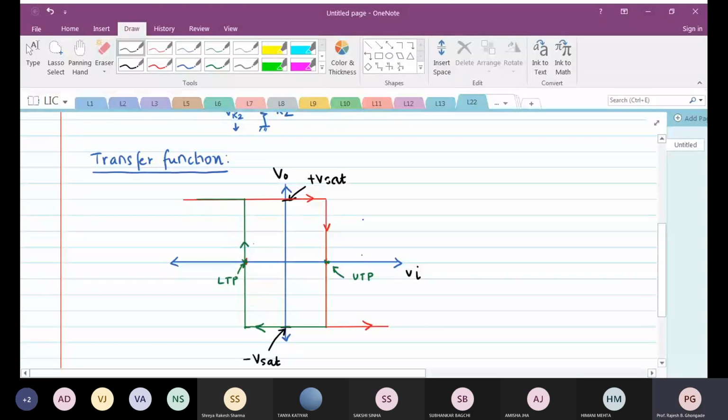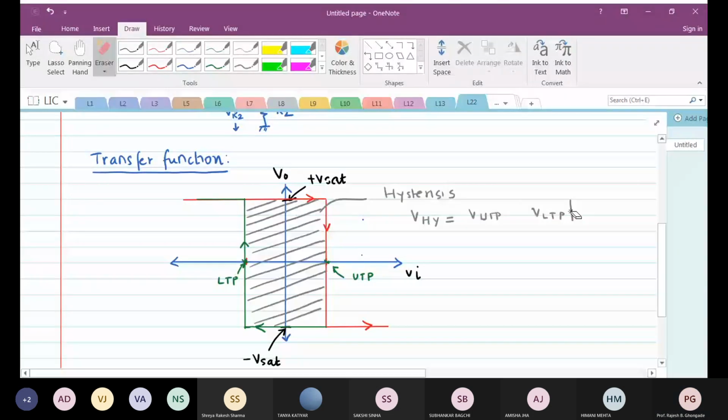So this is called the hysteresis, and it is simply given by VHY is given as VUTP minus modulus of VLTP. Sorry, the other way around. Let us take down this modulus sign so that it will be easier for us to understand. So this will be VUTP minus VLTP, or it would have been VUTP plus modulus of VLTP, like this.